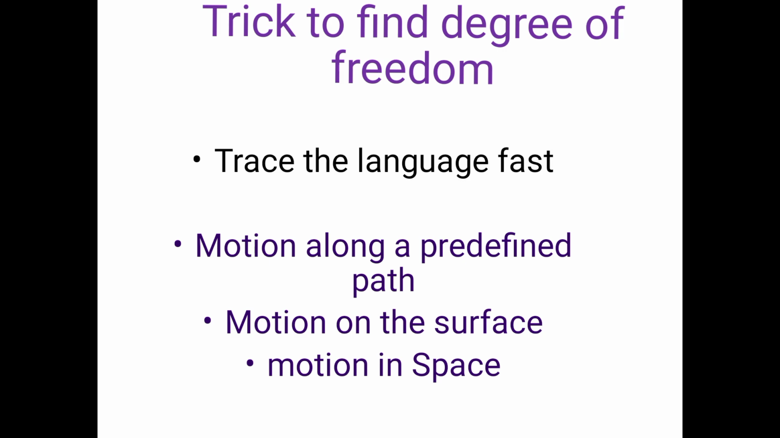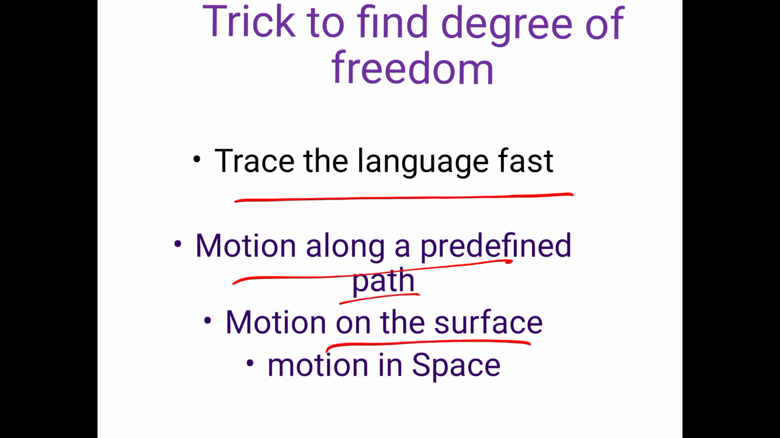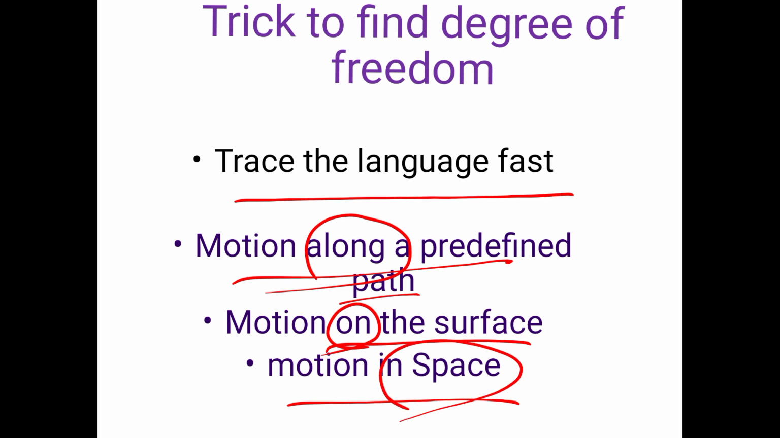Tricks to find degree of freedom. We can find out the degree of freedom from the question also. Basically, in a question we have to trace the language first. In the question it is given that motion along a predefined path, or motion on the surface, or motion in space. Here we have to see the language. Here it has used along, on, in the space. These terms will give us our degree of freedom.